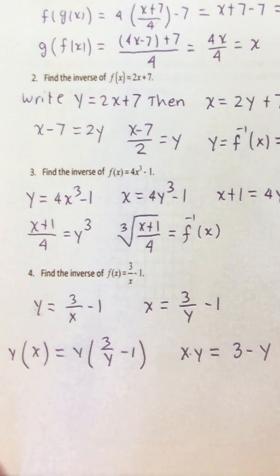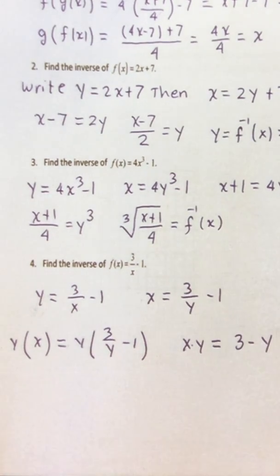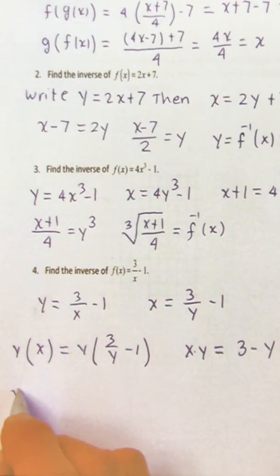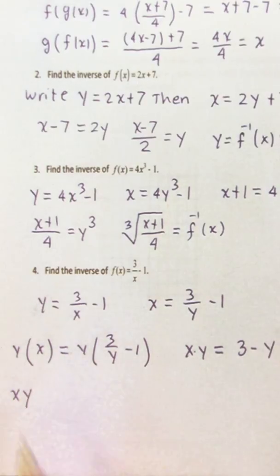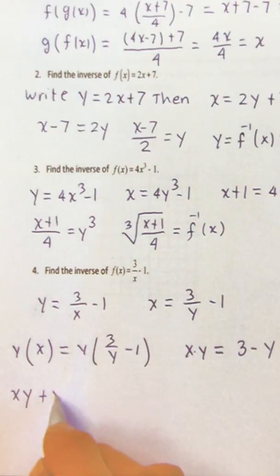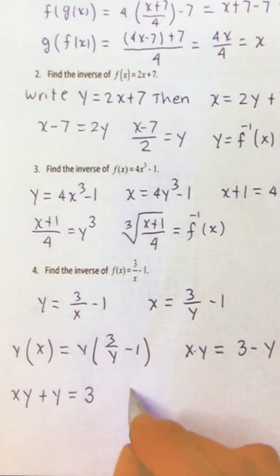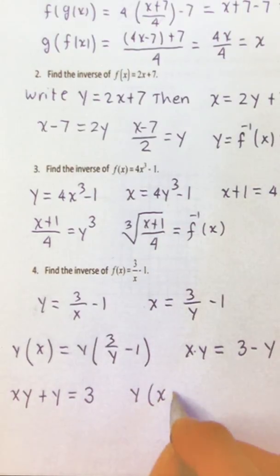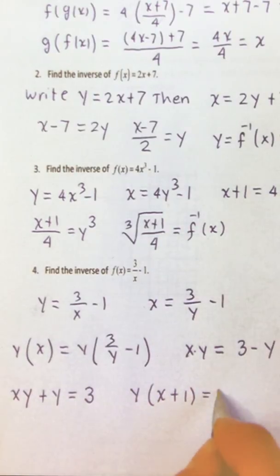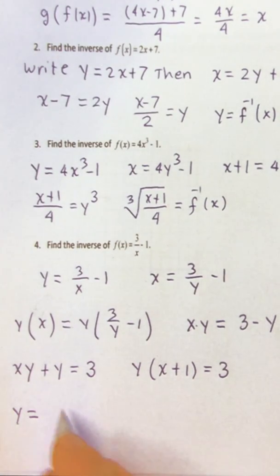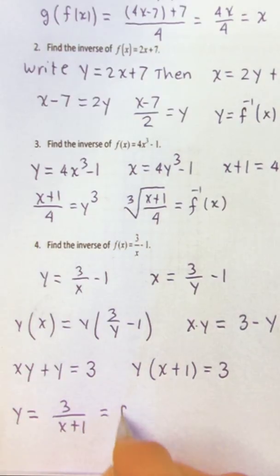Now we need to get both y's on the same side to isolate it and get it by itself. So we'll take x times y, which is already on the left. We'll add y over to the left, and that'll be equal to 3. Finally, factor out the y, so y times x plus 1 is equal to 3, and then y isolated is 3 divided by x plus 1, and that is the inverse function of x.